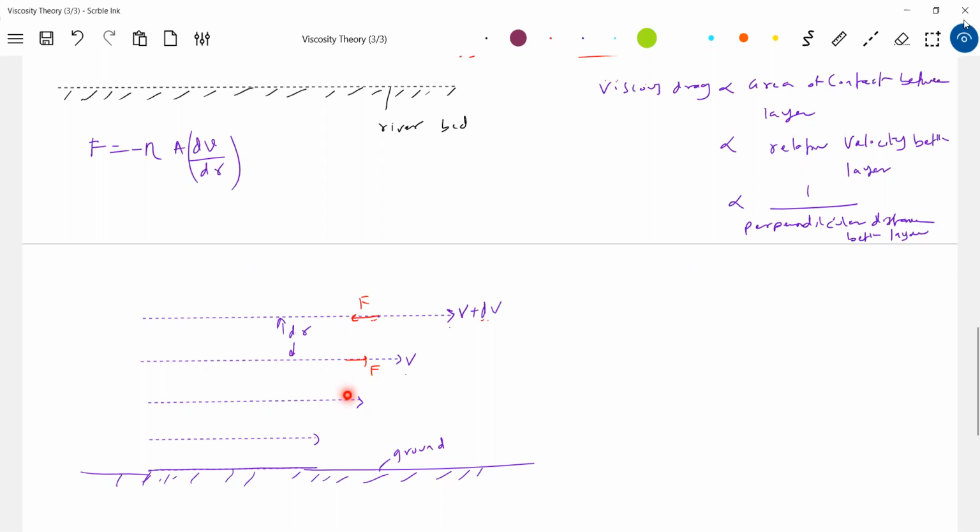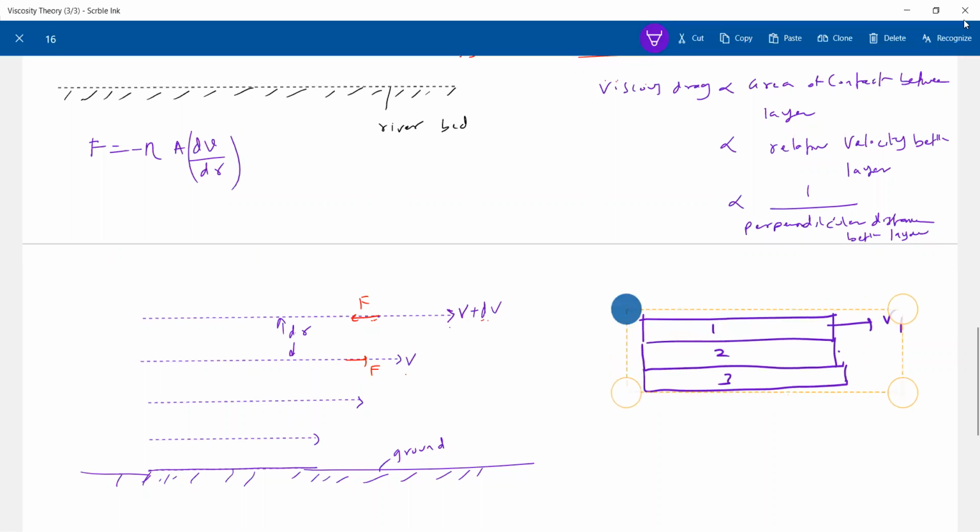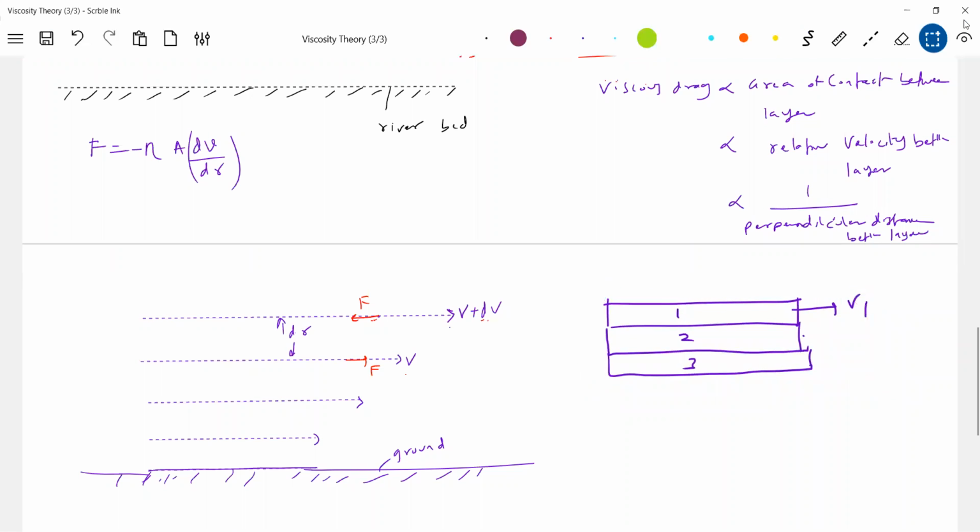So still we are not able to understand? I think some of you are getting confused with this, so I'll show a diagram like this. This will be a better diagram. Layer 1, layer 2, layer 3. This has velocity V1, this has velocity V2, and this V3. I'll put a condition: V1 greater than V2 greater than V3.